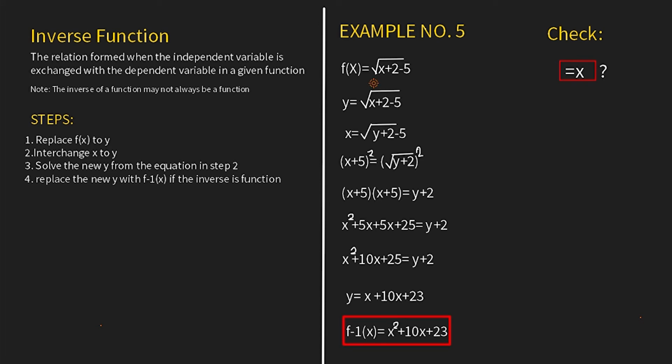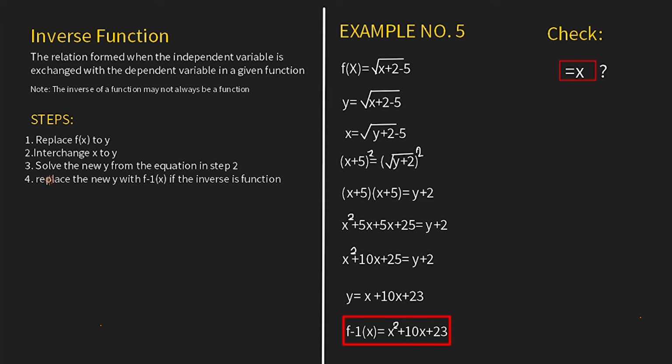square root of x plus 2 minus 5. Now let's get back to our steps, which is the first one is to replace f of x with y. So y is equal to square root of x plus 2 minus 5. And second, we interchange x and y. So x is equal to square root of y plus 2 minus 5.